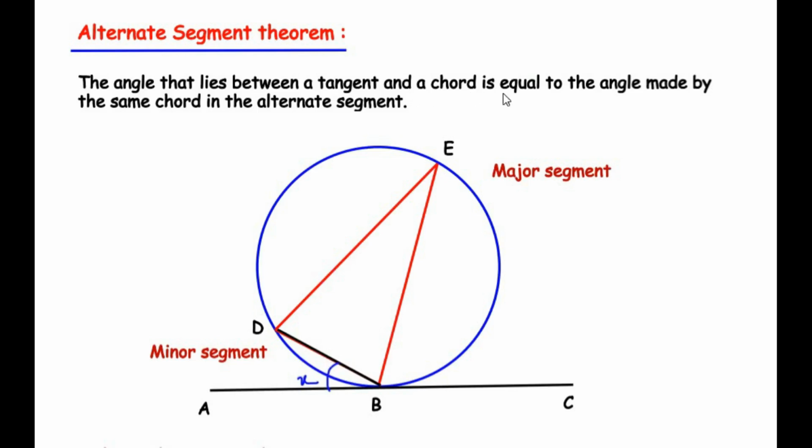Now this angle is equal to the angle made by the same chord in the alternate segment. So if the angle is made in the minor segment, the same chord makes the same angle but in the alternate segment, or in the major segment. So this angle is going to be x degrees as well. So this is the alternate segment theorem. Now let us see how we can use this theorem to solve the example above.